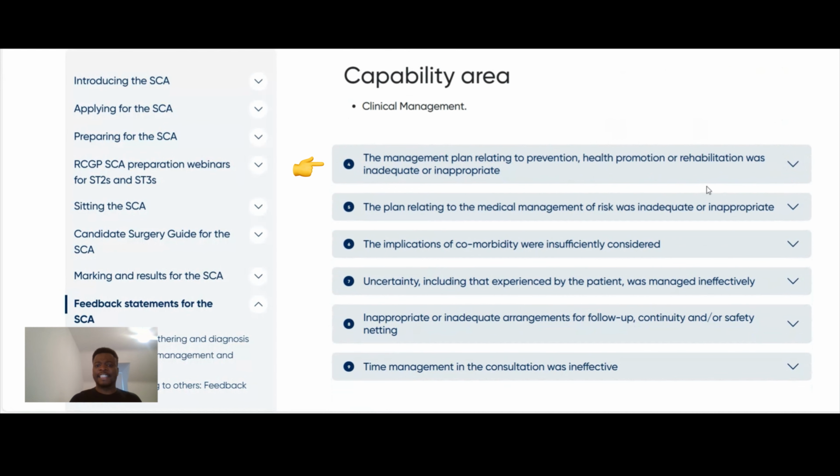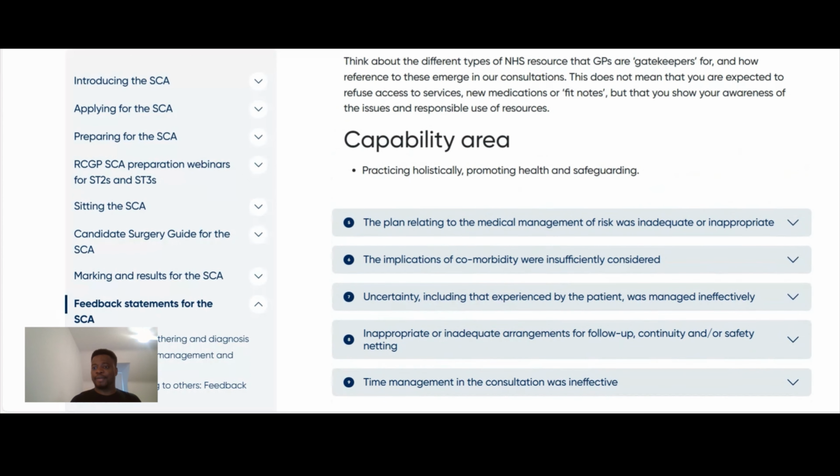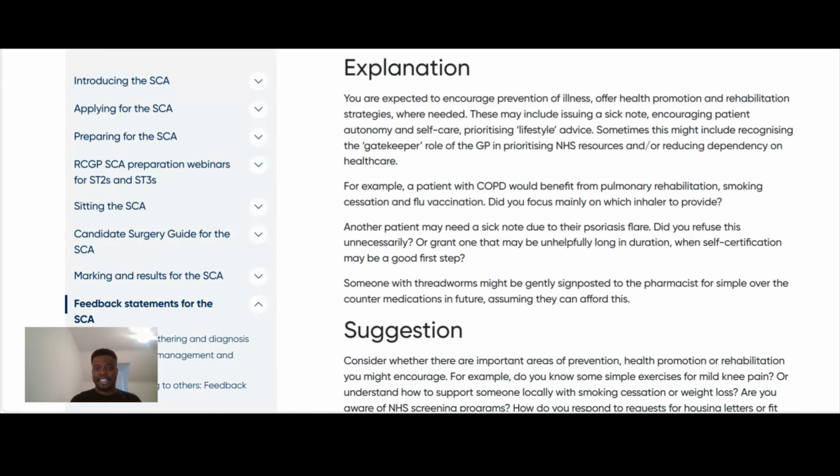Number 4 is that the management plan relating to prevention, health promotion, or rehab was inadequate or inappropriate. This is a problem area for many doctors because at the end of the day, many of us coming to primary care still have our background in the hospital setting, and so primary care management is something many of us are not very used to.